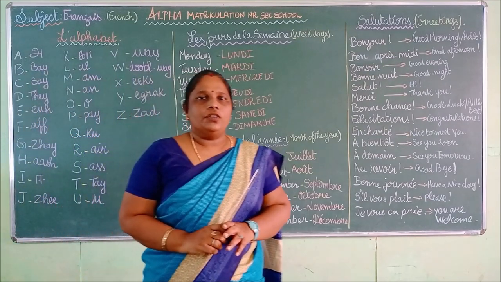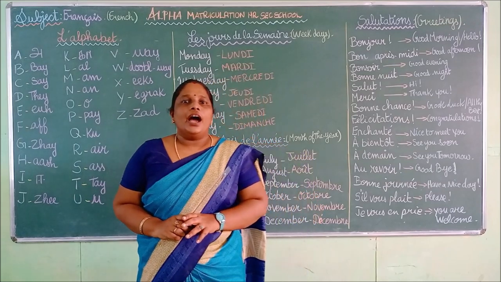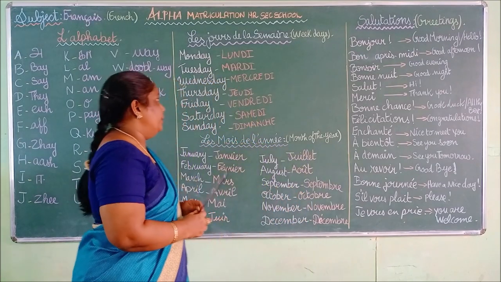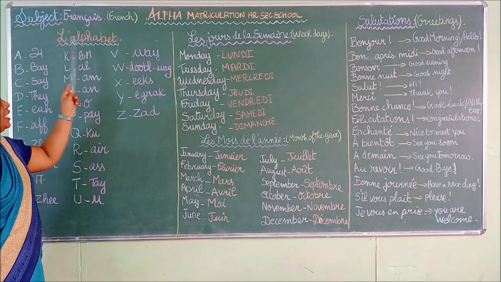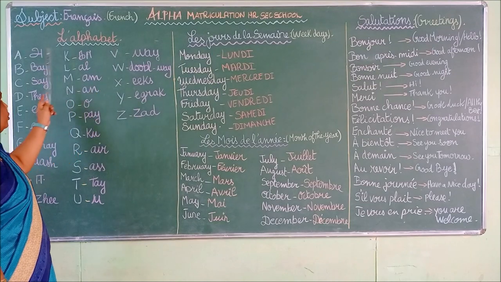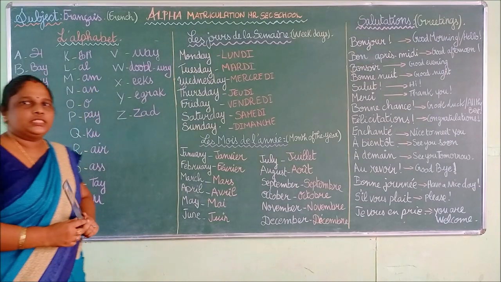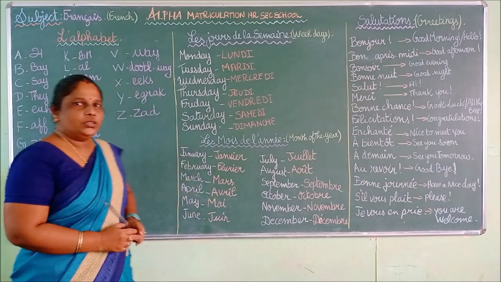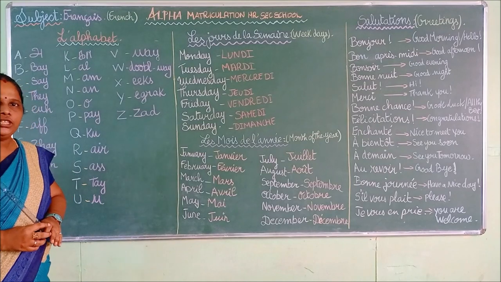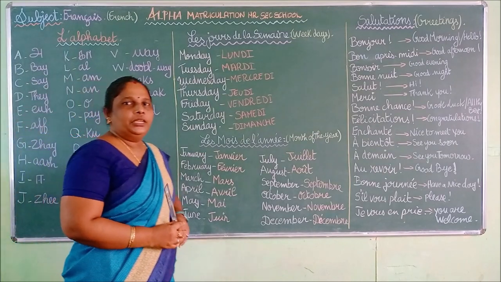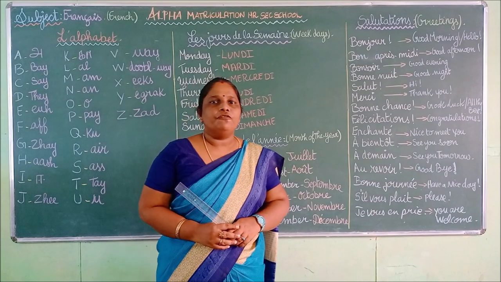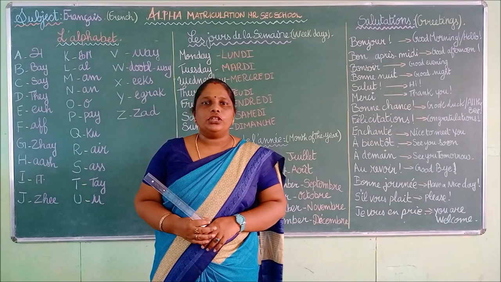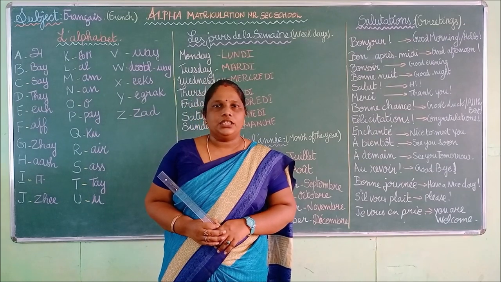In every language we start with the alphabets of that language. On va commencer l'alphabet. So that is l'alphabet. I am going to read the alphabets. We have the same 26 letters as we have in English. I am going to read for you in English, and we are going to have the pronunciation of these letters in French.